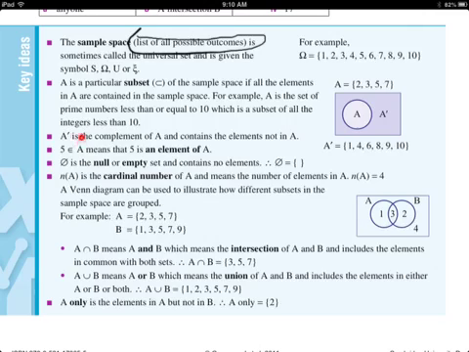Now this symbol here, like a rounded E on its side, means 5 is an element of A. So 5 up here is part of the set A.